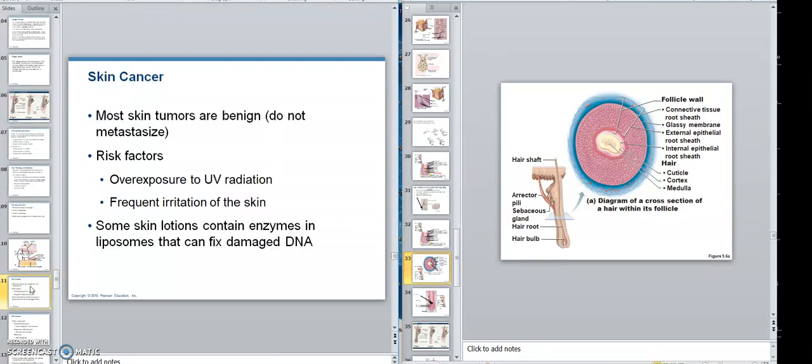Okay. Now I'm going to start a separate video to talk about skin cancer. I think it's important enough to start a second video, another video on that.